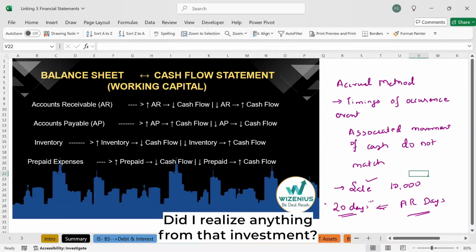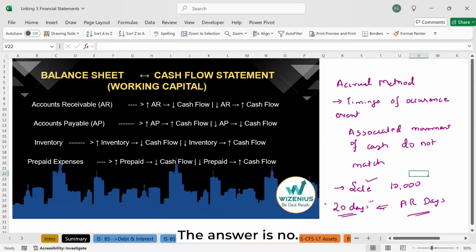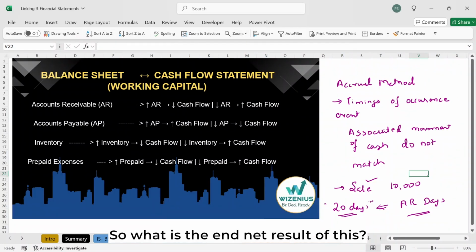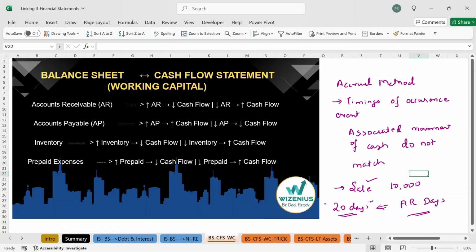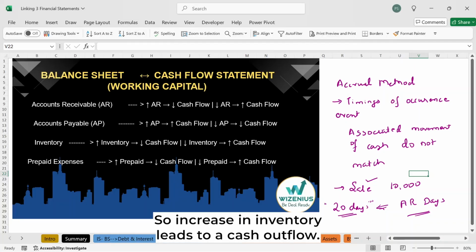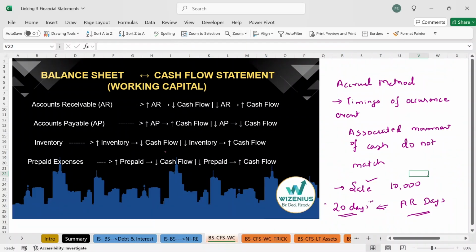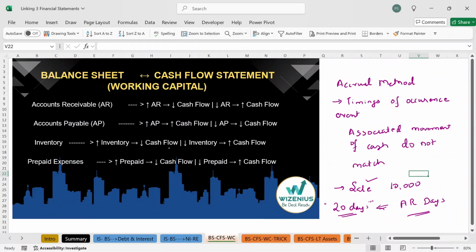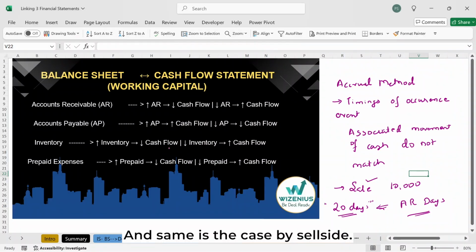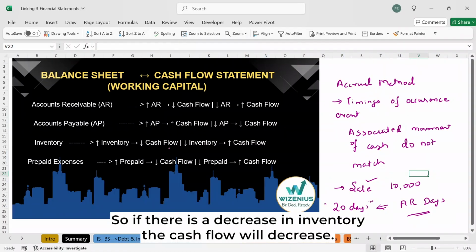Did I realize anything from that investment? The answer is no. So what is the net result of this? The net result is the cash is going out of your business. There's a cash outflow. So increase in inventory leads to a cash outflow, which means the net cash flow will be decreasing. And the same is the case vice versa. If there is a decrease in inventory, the cash flow will increase.